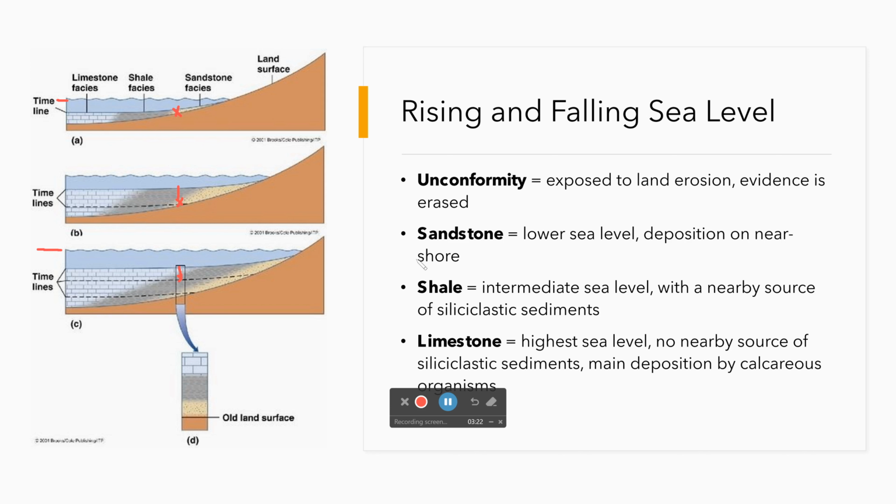Same situation in C, we've got sea level rising further, and where we previously were is now seeing limestone or dolostone deposition. So we have this very characteristic sequence where we have our unconformity exposed to land erosion when sea level is very low. Then as sea level rises, we get deposition of a sandstone on a shallow sea slope near shore surface. And then we get deposition of shale, which represents intermediate sea level in this case, with a nearby source of siliciclastic sediments, so there has to be some sort of source from land. And then we get limestone, which is the highest sea level in this sequence, when there's no nearby source of siliciclastic sediments or sediments from land. And the main deposition is by calcareous organisms.